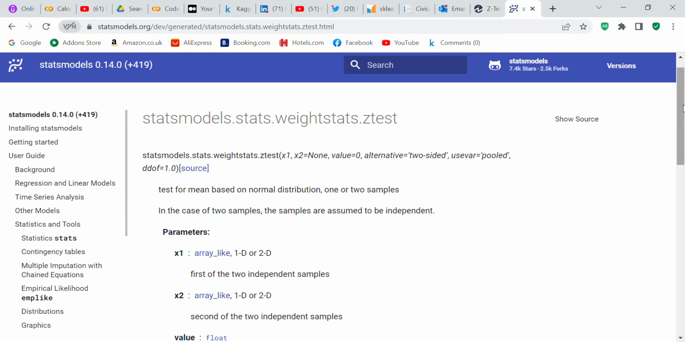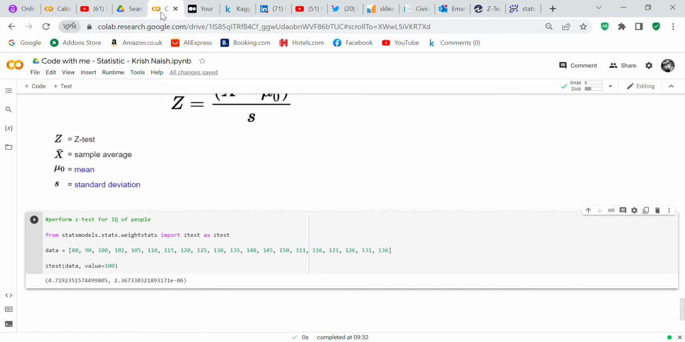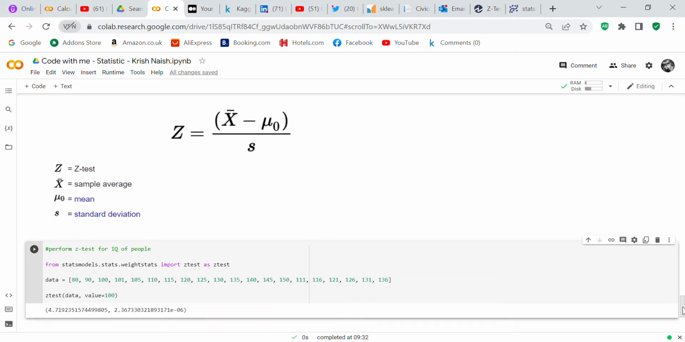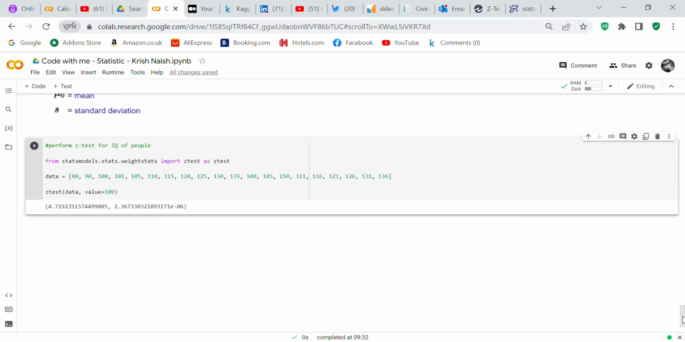So now that you know a little bit about the Z-test and about the statsmodels Z-test, we're going to go over the code. The formula for a Z-test is right here: Z equals the sample average minus the mean, over the standard deviation. And what I've done is I'm using statsmodels to perform the Z-test.